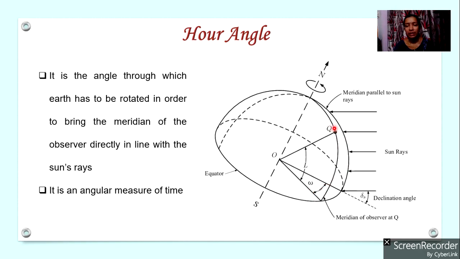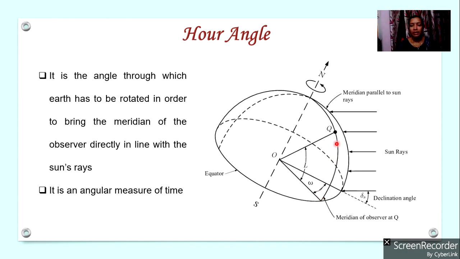Okay, so it will be the angle through which earth has to be rotated in order to bring the meridian of the observer, that is this meridian, in line with the sun's rays. So the observer's meridian is here, and the sun's ray is following this meridian. So if we rotate the observer's meridian through this angle, or if earth rotates through this angle, what happens? Our observer's meridian will come parallel to the sun's rays.